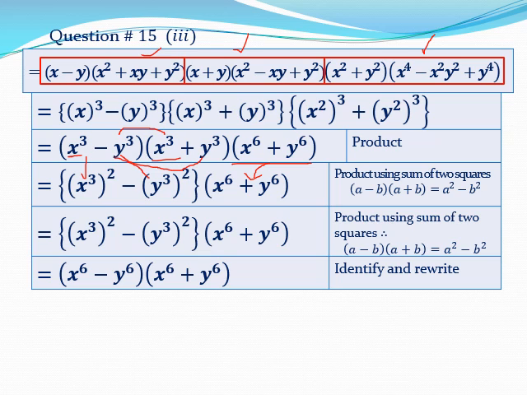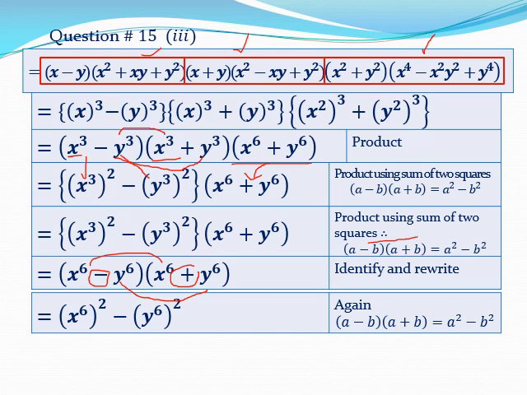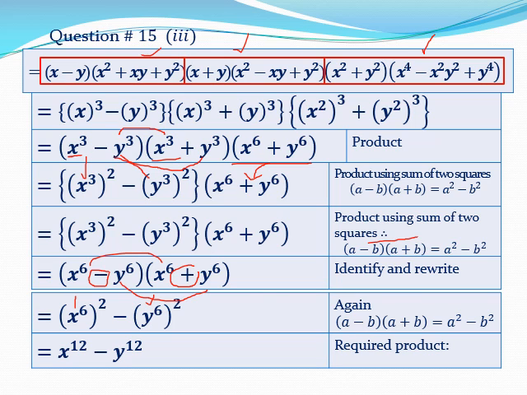Again observe, both terms are equal to each other, x^6 and x^6, y^6 and y^6. And what is the difference? The difference is the binary operation: this is minus and this is plus. So whenever we take the product of such factors, we use difference of squares: a minus b times a plus b is equal to a square minus b square. So its product is the square of x^6, that is the first term, minus the square of y^6, the second term. So it becomes x^12 minus y^12. That is the required product.